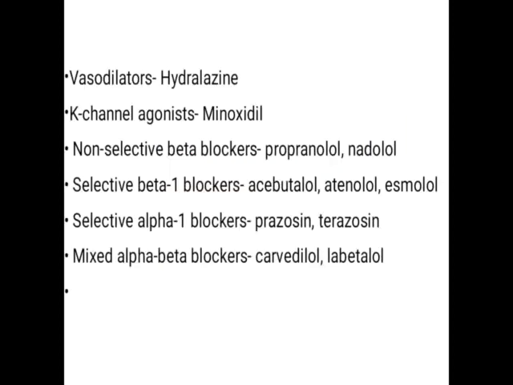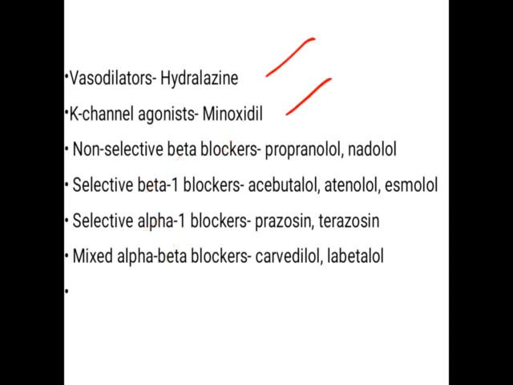Now the next part is the classification of vasodilators and sympatholytics. The vasodilators include hydralazine. The second one is the potassium channel agonist, minoxidil. Then the sympatholytic system includes beta blockers and alpha blockers: non-selective beta blockers, selective beta 1 blockers, selective alpha 1 blockers, and mixed alpha and beta blockers.